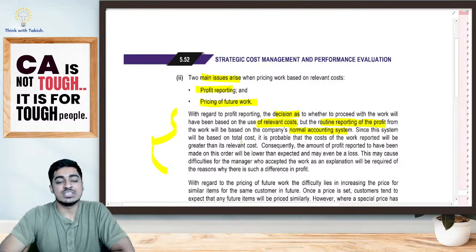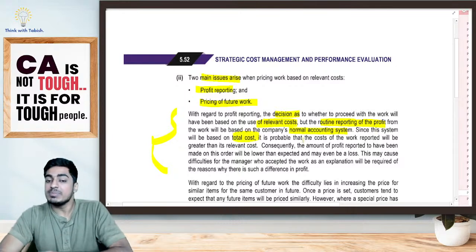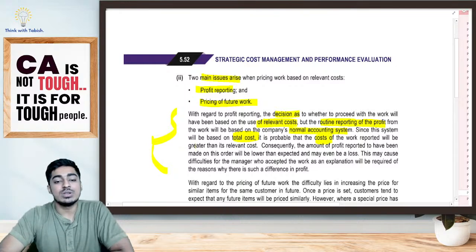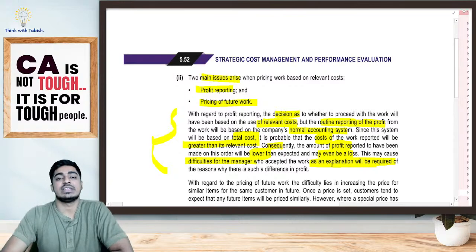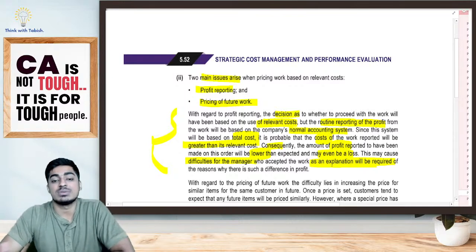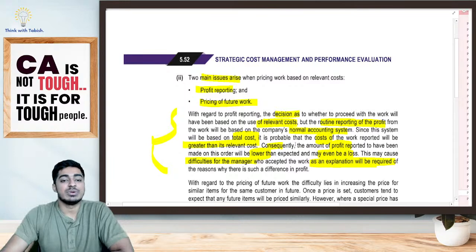Since it is based on total cost, it may happen that cost will be greater than the relevant cost. Consequently, profit will be lesser or there may even be a loss. We have discussed this. So this may cause difficulties for the manager who accepted the work, as an explanation will be required. The manager will have to explain what he has done, why he has done it, and why it was in the best interest of the company. All those things he might have to explain.